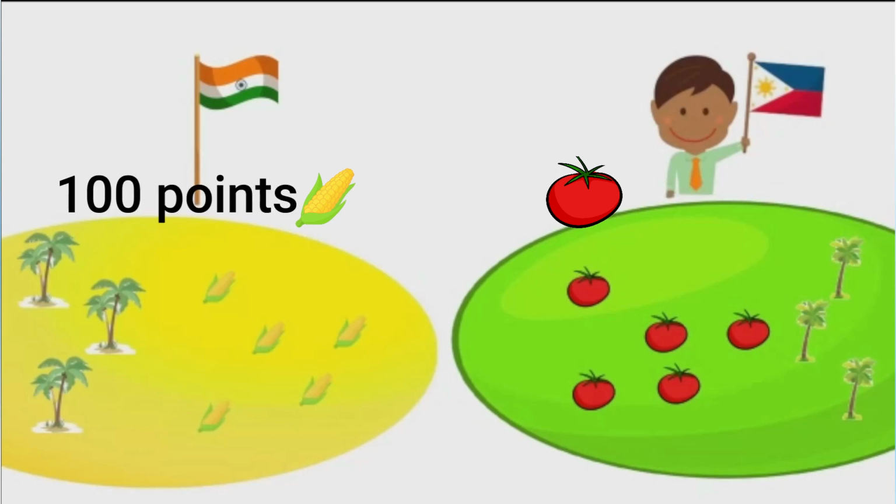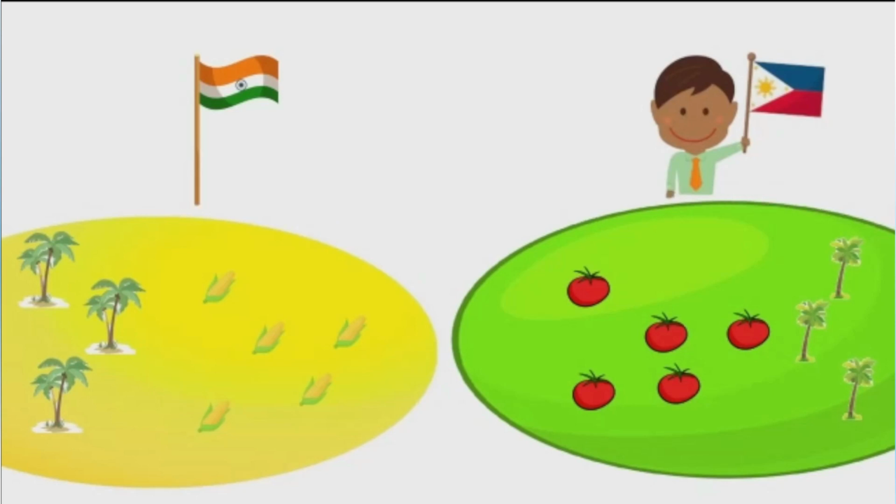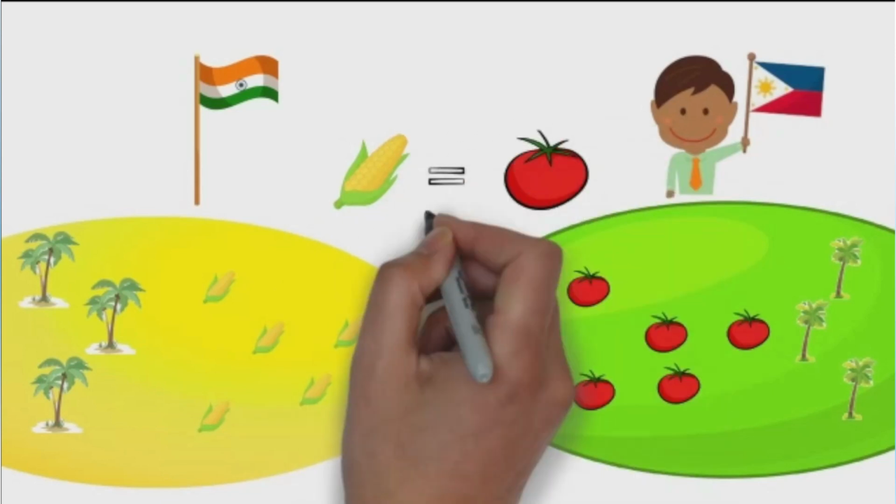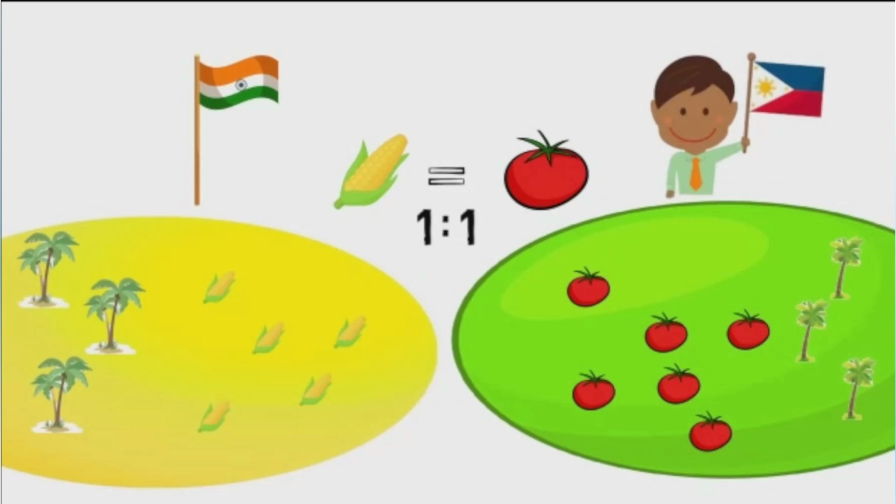I grow 100 corns, so I have 100 corn points, and you grow 100 tomatoes, so you have 100 tomato points. Now you want my corn and I want your tomato. So we both decide that between us the conversion rate will be 1 to 1. It means 1 corn is equal to 1 tomato. So 100 corn is equal to 100 tomato. Now, after several months, you do a lot of hard work and now you grow 200 tomatoes. And I don't do any hard work and can only grow 100 corns like before.